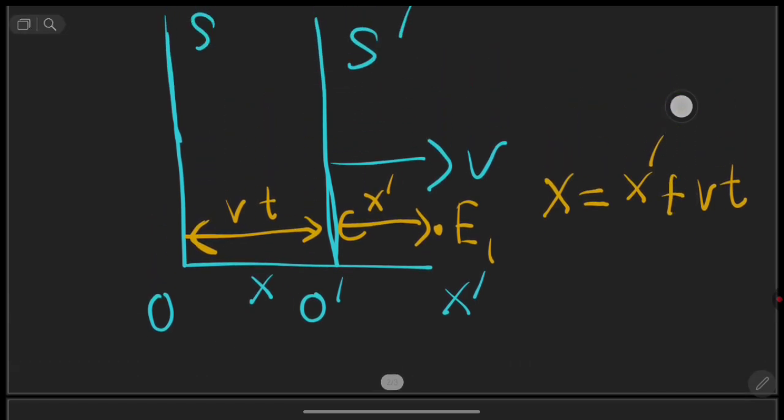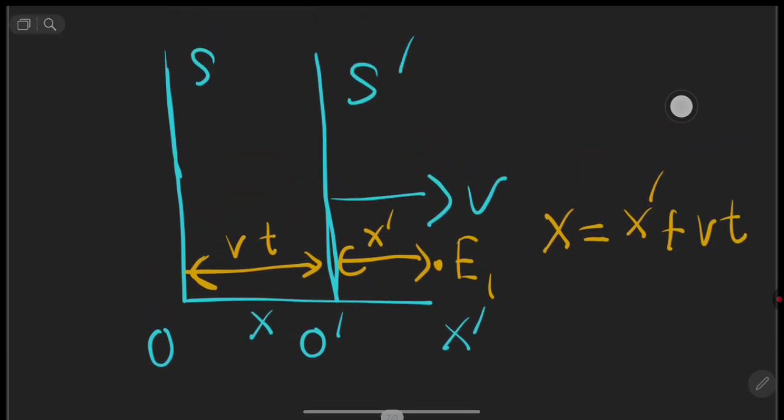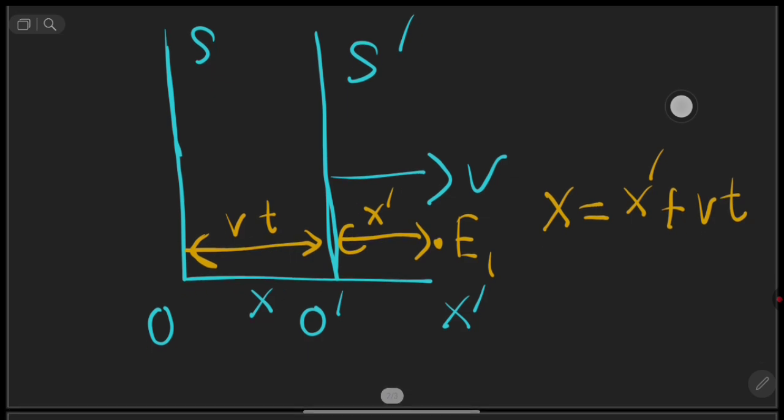The other coordinates for this event can be written as y prime and z prime, which are the same for the S observer as well, but x prime is not the coordinate that is registered by the S observer. To convert that into the S observer's coordinates, we need to add x prime plus another amount vt, because there's a relative motion in this direction. So x is equal to x prime plus vt. That's how we write down the event location, or the space coordinate, in the S observer's frame.